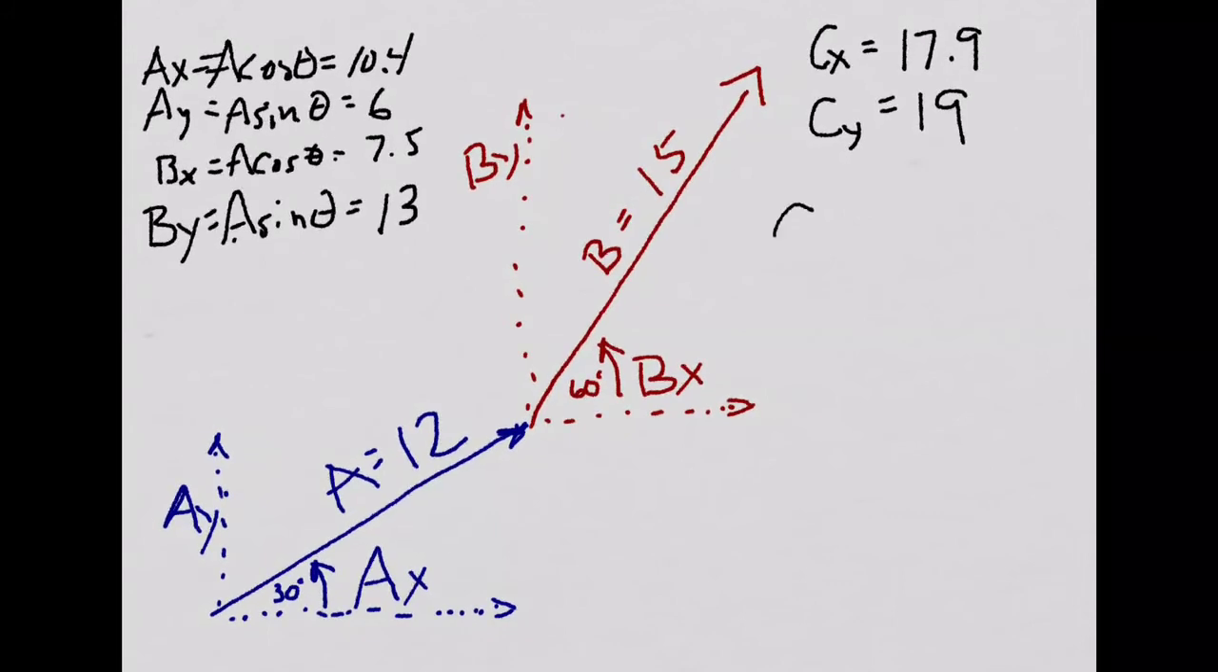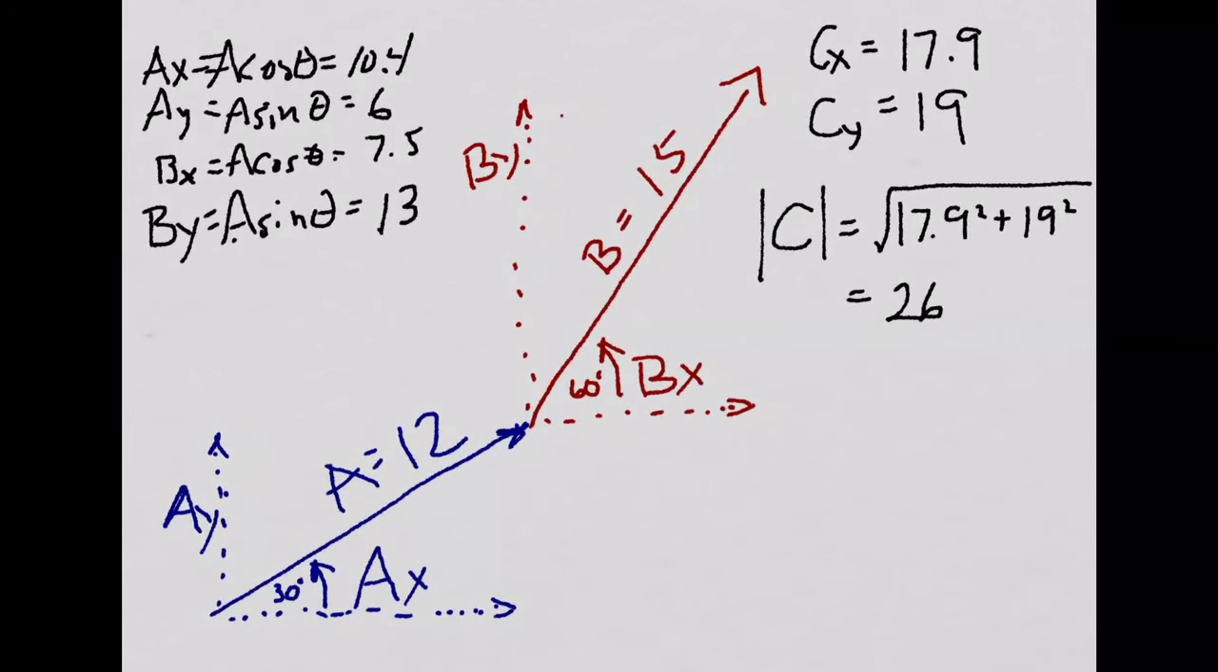Now I can find the length of C. That's equal to Pythagoras, 17.9 squared plus 19 squared, square root. When you do that, you get an answer of 26, and theta equals tangent inverse of 19 over 17.9, and that gives you an angle of 46.7 degrees.